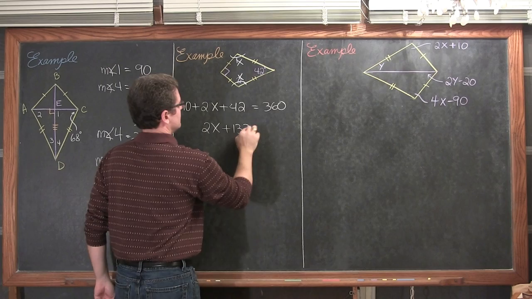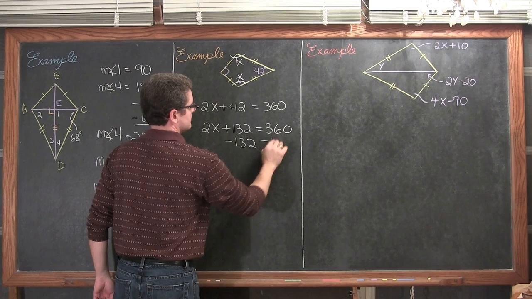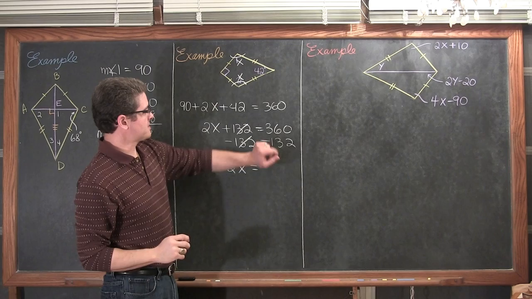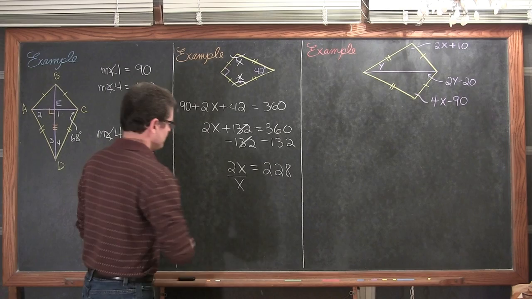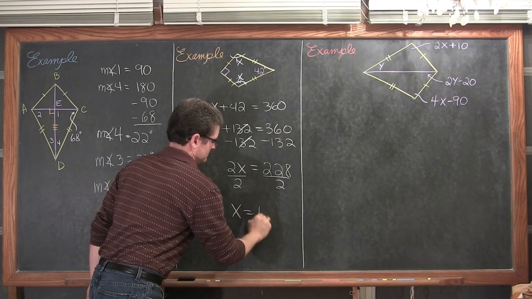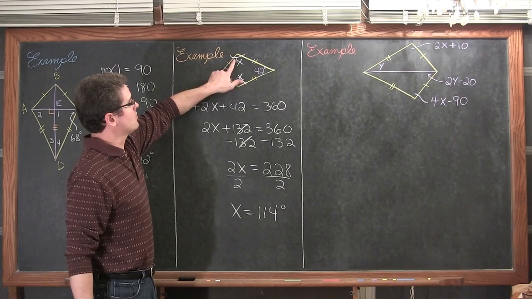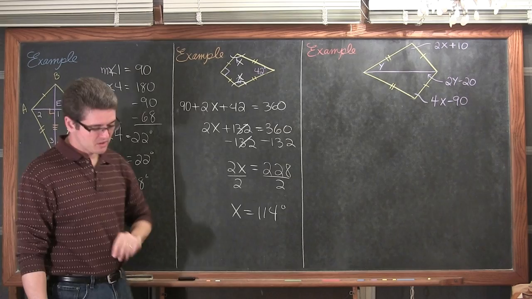Subtract both sides by 132 to undo that addition. And we have 2x equals 228. Now divide both sides by 2 to get the x alone. And x is equal to 114 degrees. If you want to make sure that you're right, make sure that 114 plus 114 plus 42 plus 90 is equal to 360 degrees, and you'll be good to go. I'm just going to look at my notes, and I'm in agreement.